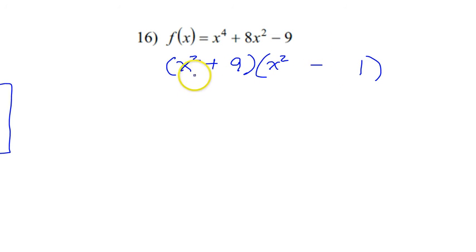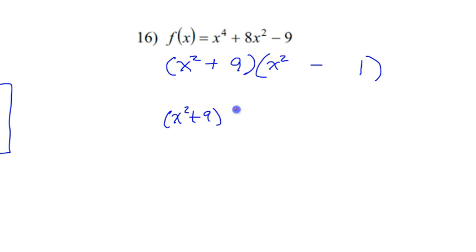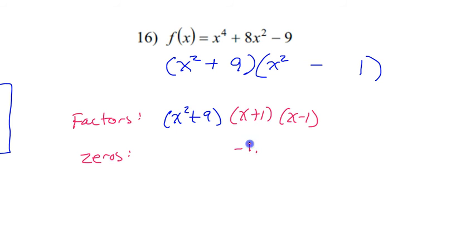Does everybody understand that x squared plus 9 cannot be factored? Because if it was negative, we could. So we're going to keep the x squared plus 9 as is, and we're going to factor the x squared minus 1 as x plus 1, x minus 1. So these are the factors. And now the zeros. So here I will have negative 1 and positive 1 from those.